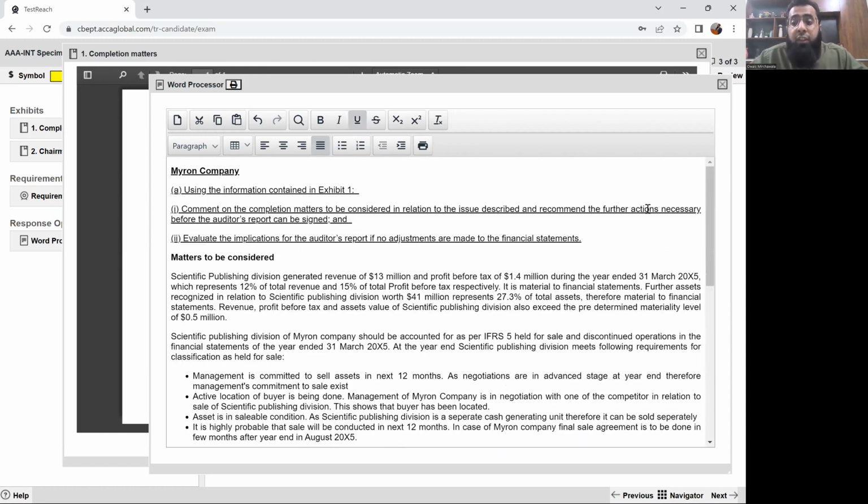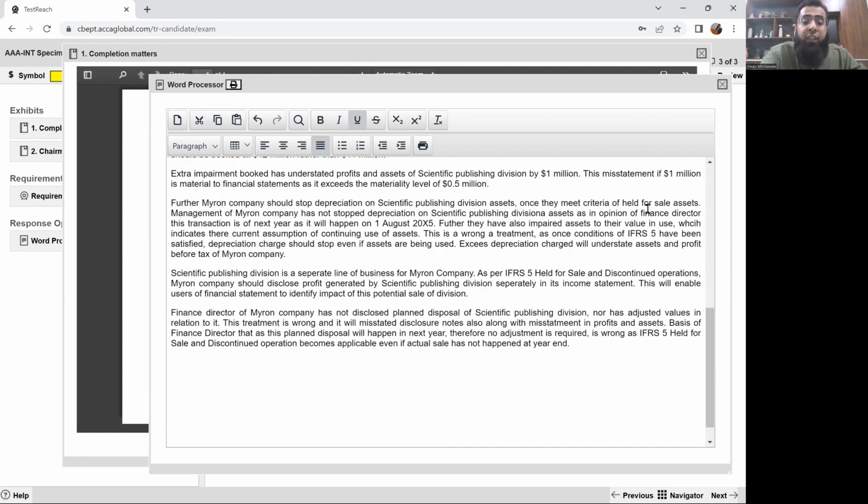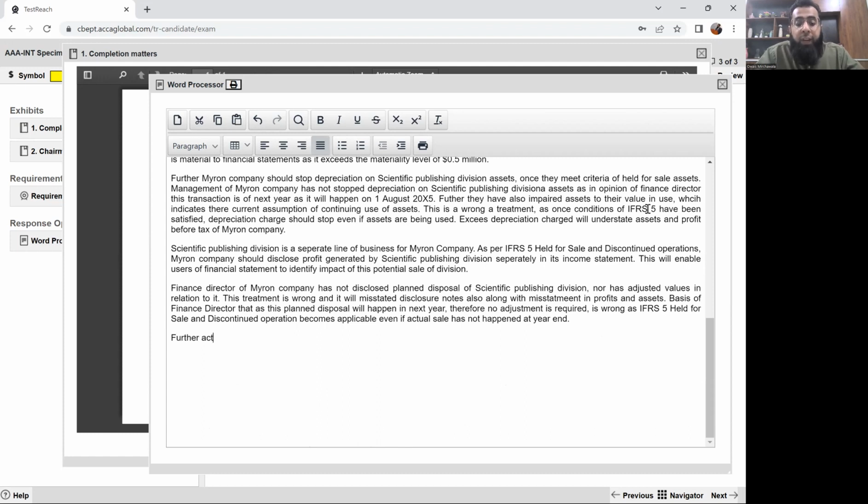And recommend the further actions necessary before the audit report can be signed. So what are the further actions which you will do? Now, as I identified earlier also, it is the finalization phase. The audit report is due to be signed. So what are the further actions we will do? We will ask the management to do the required adjustments. The required adjustments include to adjust the value of the impairment, to adjust the value of the depreciation, to give disclosure of discontinued operations.